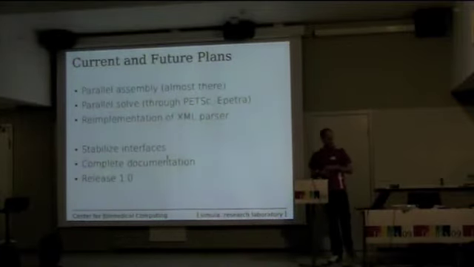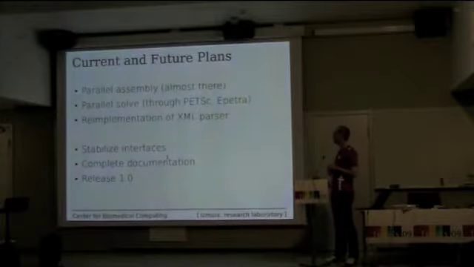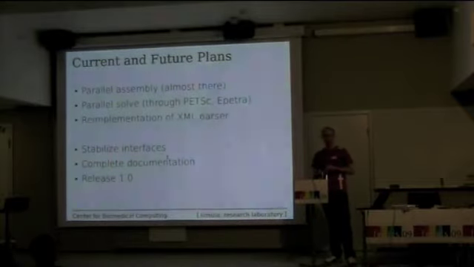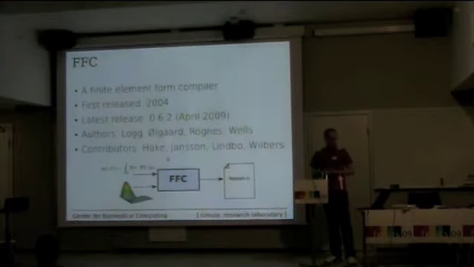So future plans include parallel assembly and parallel solve. That's almost there. We have written most of the code. It's in the Dolphin dev repository. We need to do some final steps before that is in place, and of course then we have to test it and improve the algorithms further. But I expect us to have a first implementation of parallel assembly in the near future, and then to stabilize interfaces and try to make a release of the first stable 1.0 of Dolphin and keep those interfaces fairly stable from now on. FFC was released in 2004.